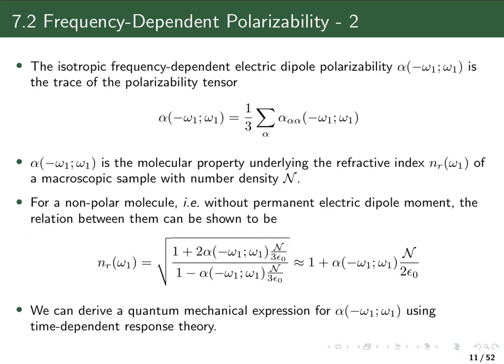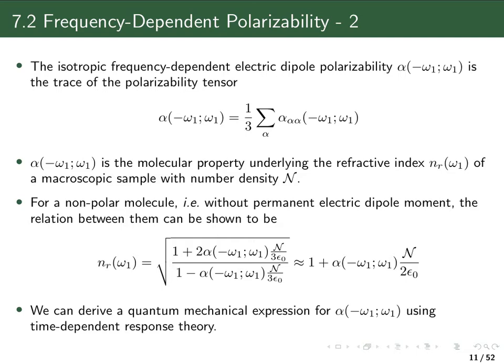The reason for that is that if you have polar molecules, you will also have a contribution to the macroscopic polarization from the alignment of their dipole moments, and we're not interested in this right now. So here's the expression for nonpolar molecules, which means without a permanent electric dipole moment. The refractive index as a function of the frequency is the square root of an expression where we have the polarizability and the number density, so the number of molecules per volume.